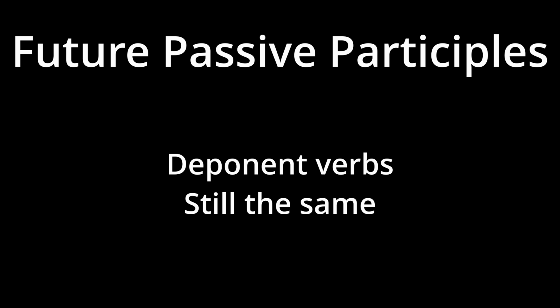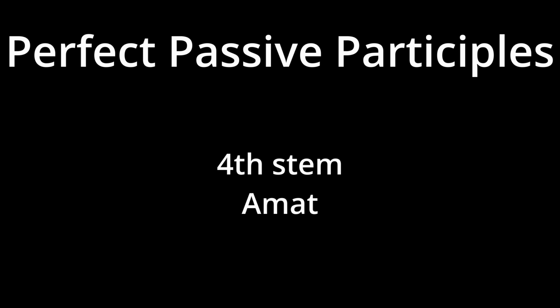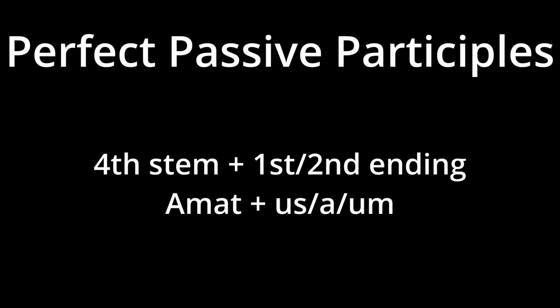Future passive participles of deponent verbs, exactly the same. Once again, don't worry about that. Here's the big one, the one we really care about. Perfect passive participles. We've seen these plenty, but let me properly explain what they do and how they should be translated. These are formed using the fourth principal part plus the ending. No weird addition, just the stem plus the first or second declension ending. Simple. So if you don't see any of the signs of the other participles, you've got a perfect passive one.